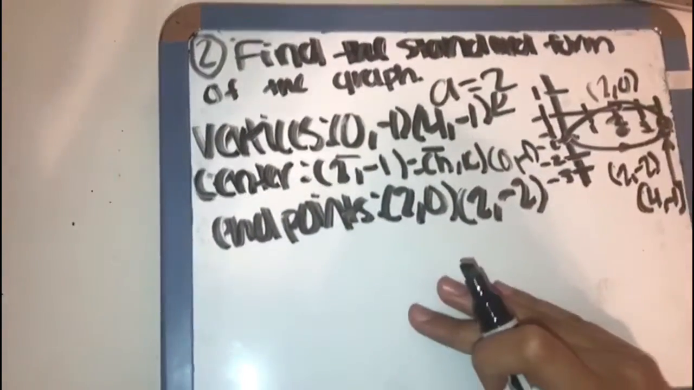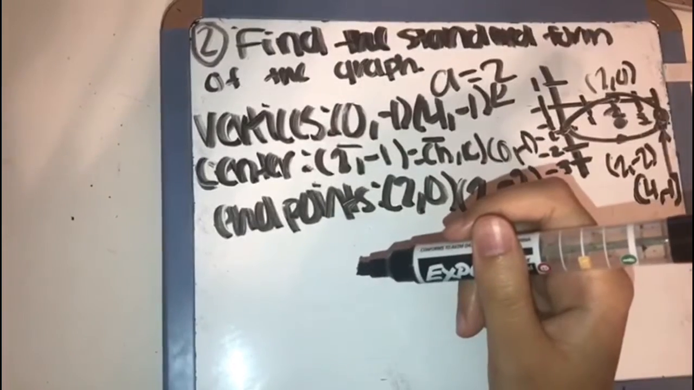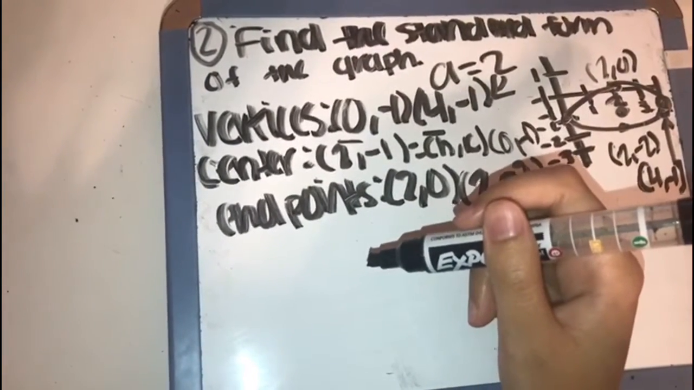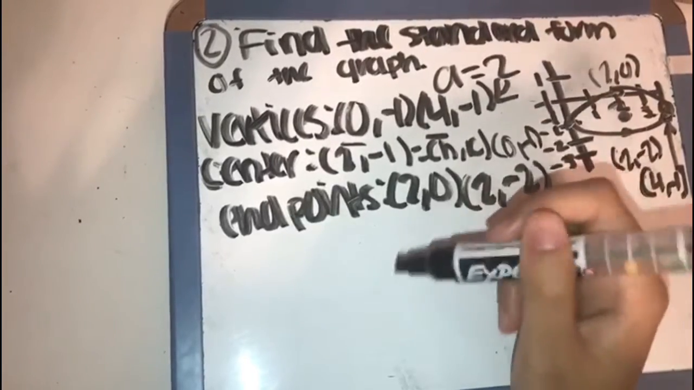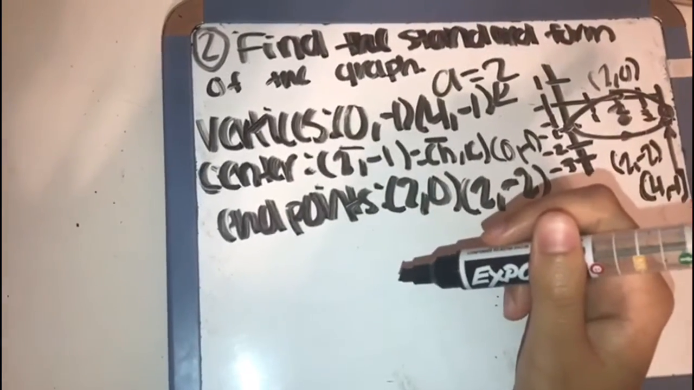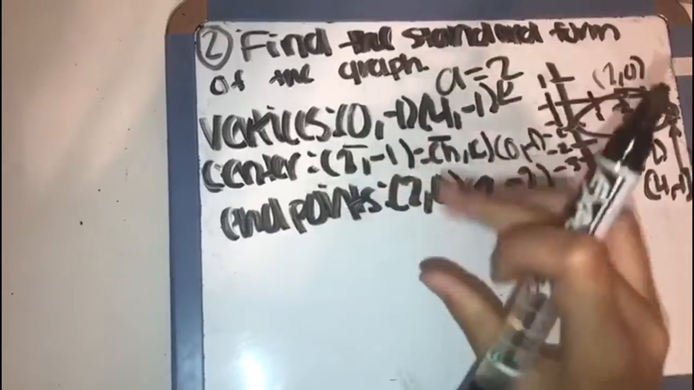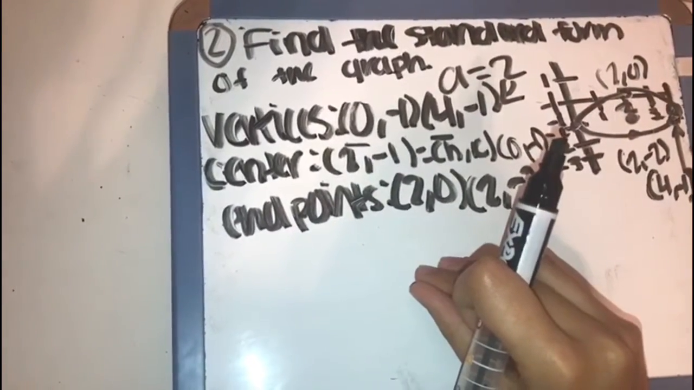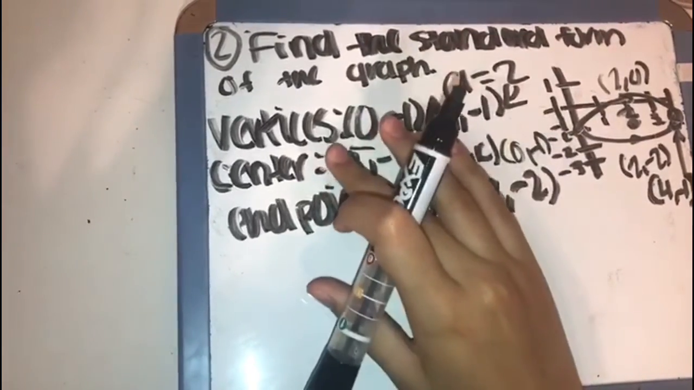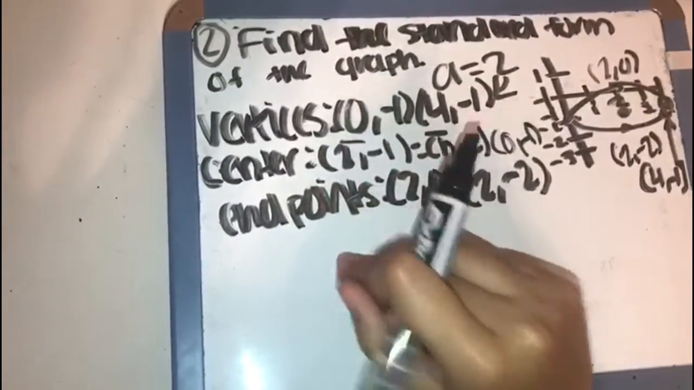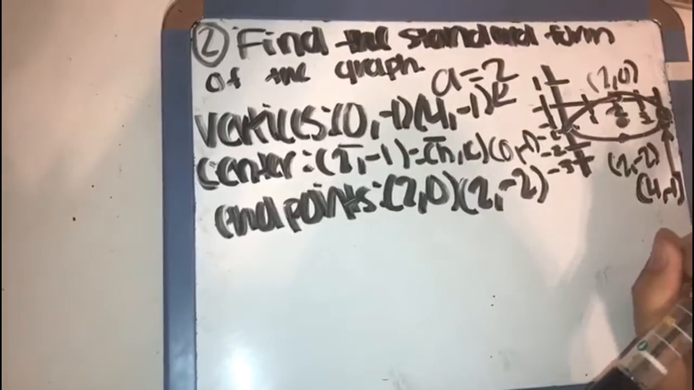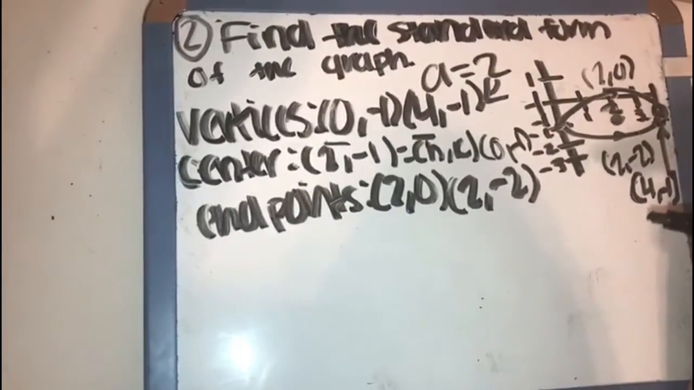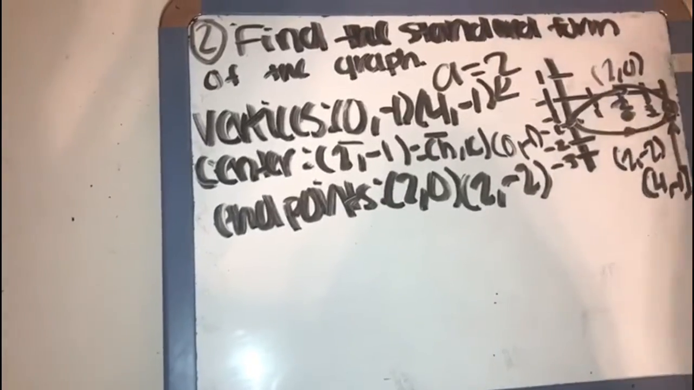So the second step is finding the b part. In this problem, we're trying to find the horizontal axis, because we already have the vertices, the center, and the endpoints, but we can't find the horizontal axis because this graph doesn't show it. So we're trying to find the horizontal axis and basically find the standard form.